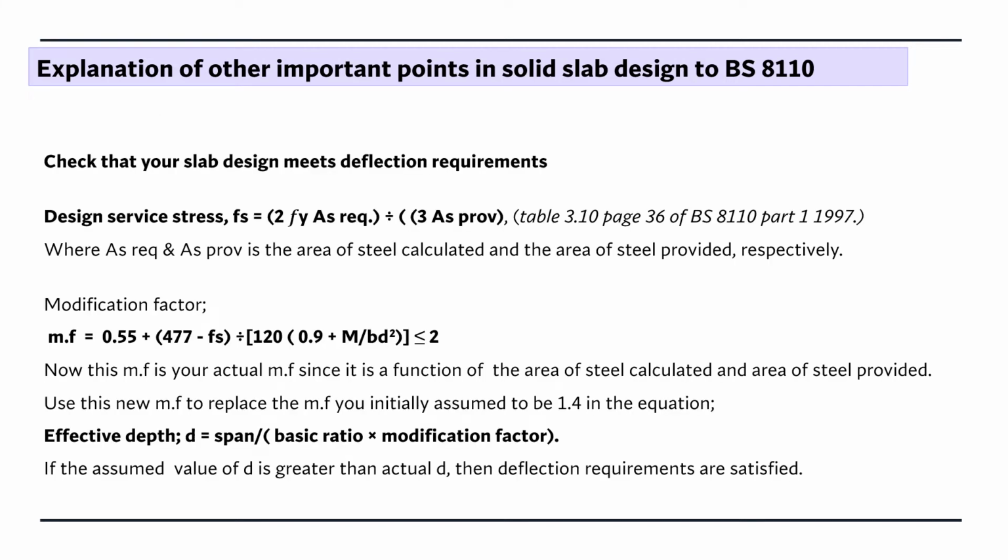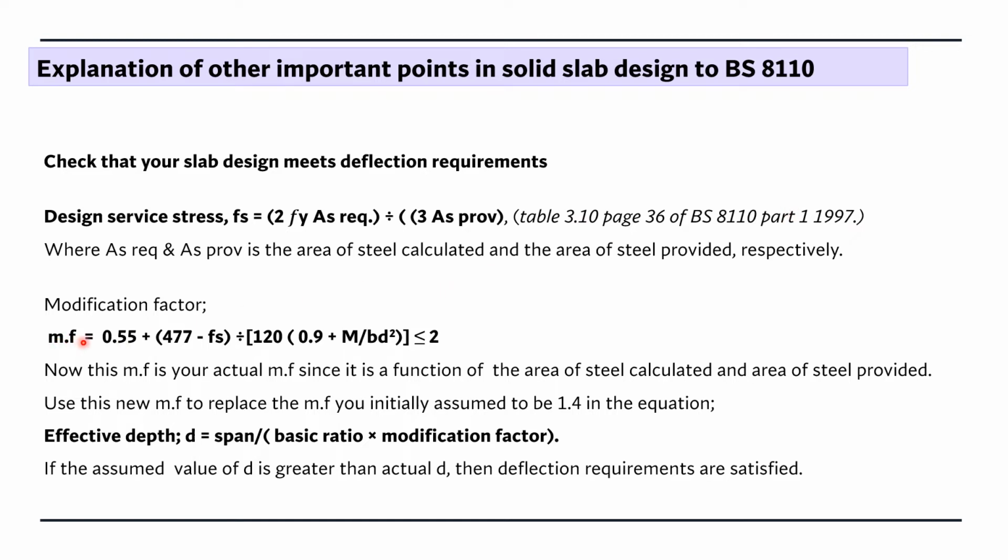Check that your slab design meets deflection requirements. So after calculating the areas of steel for your slab, you need to use some formulas to determine if it satisfies deflection requirements. So the first thing you do is to calculate the service stress, Fs, using area of steel required and area of steel provided, using this expression. You can find it in the code.